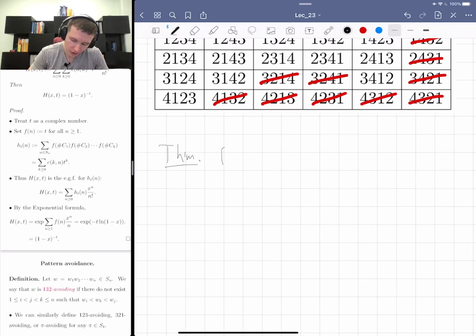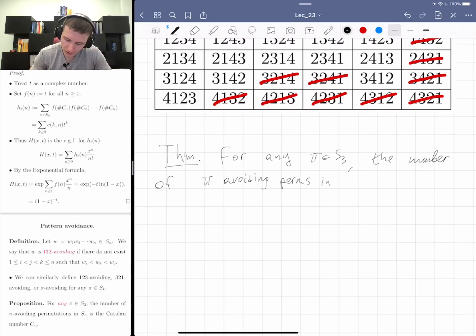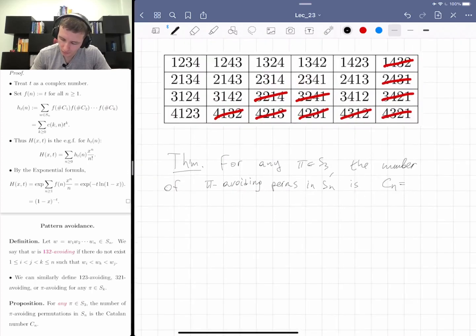The theorem is that for any permutation pi in S3, the number of pi-avoiding permutations in Sn is Cn, the Catalan number: 1 over n plus 1, times 2n choose n.